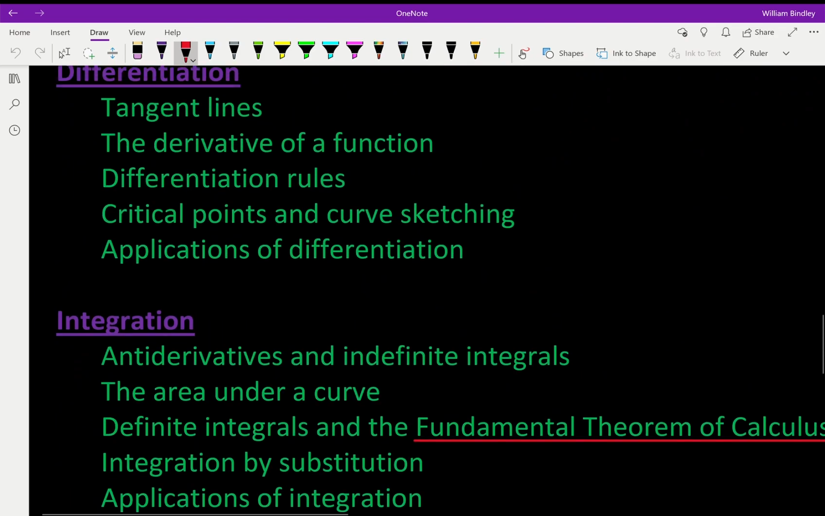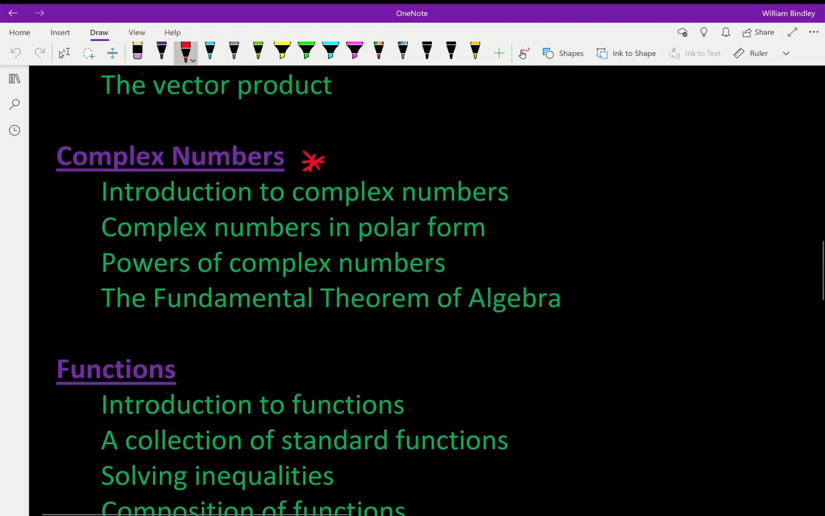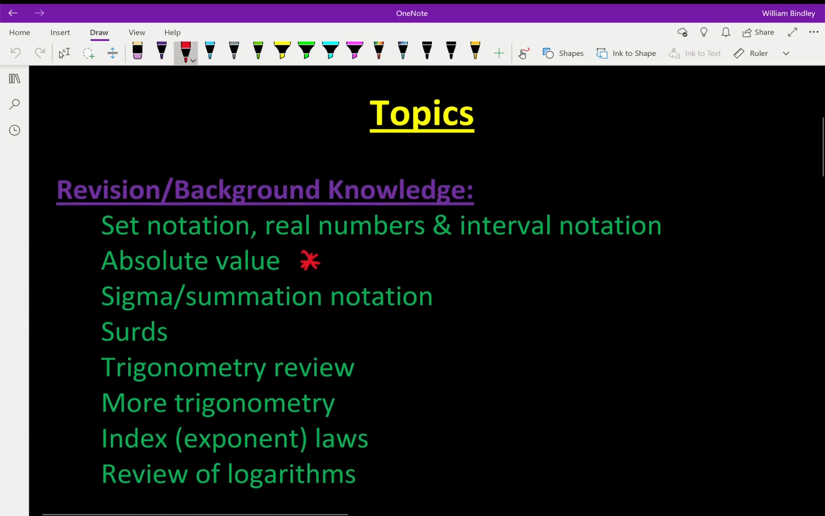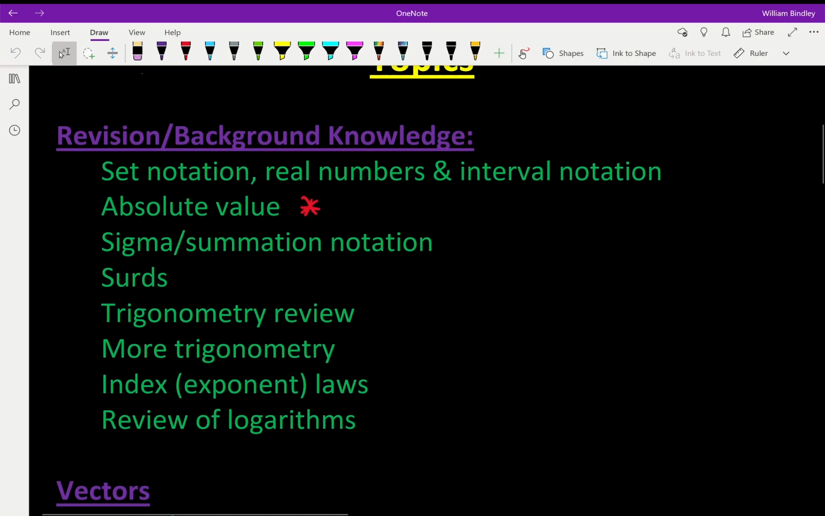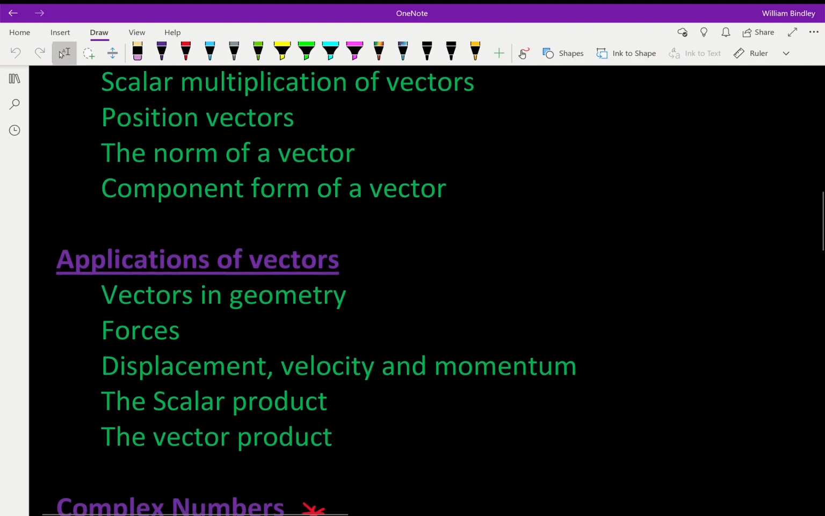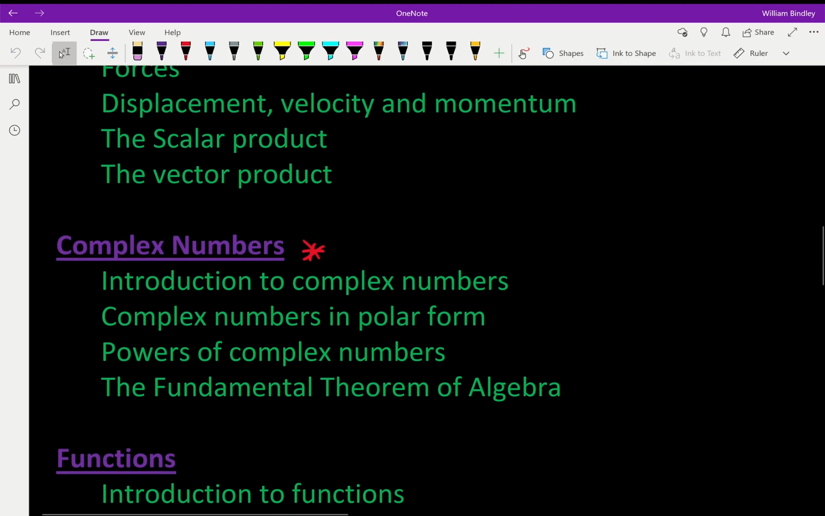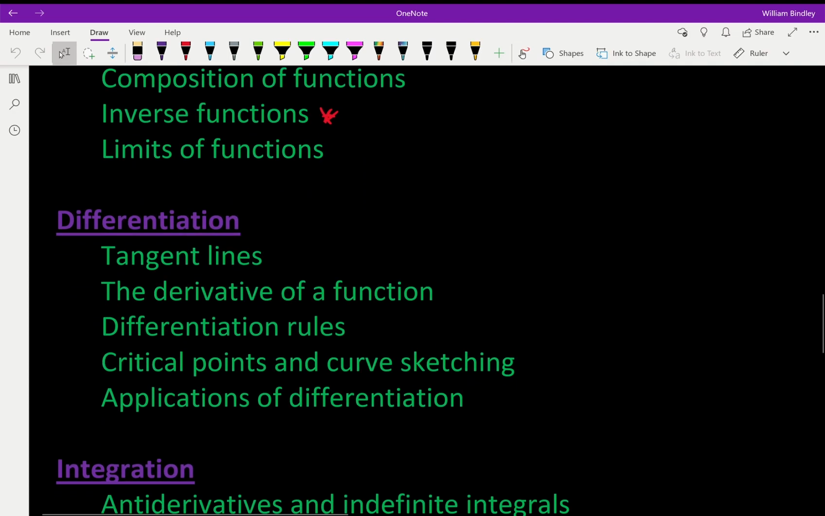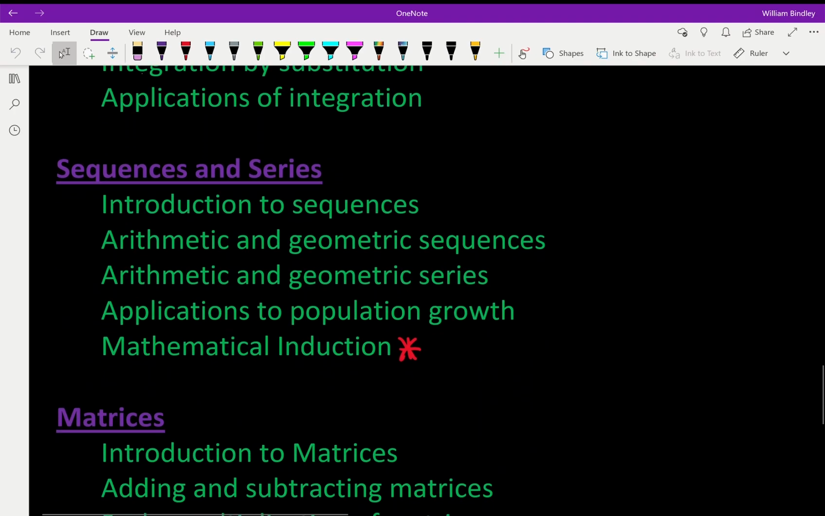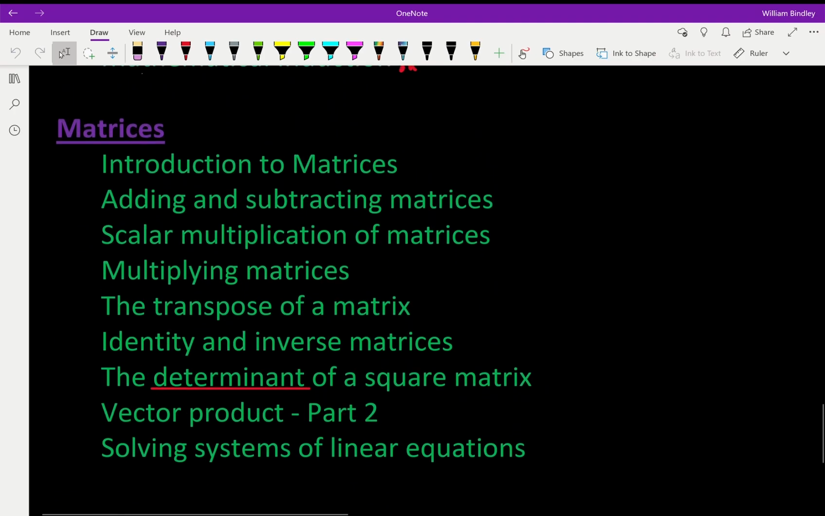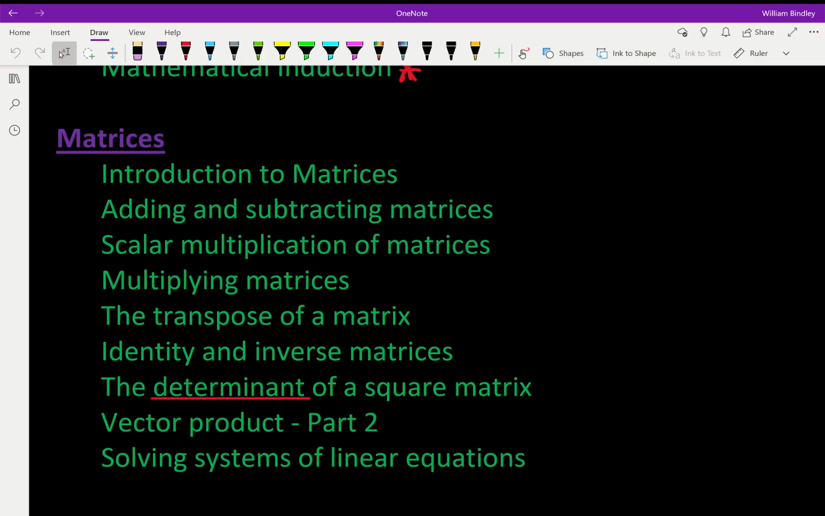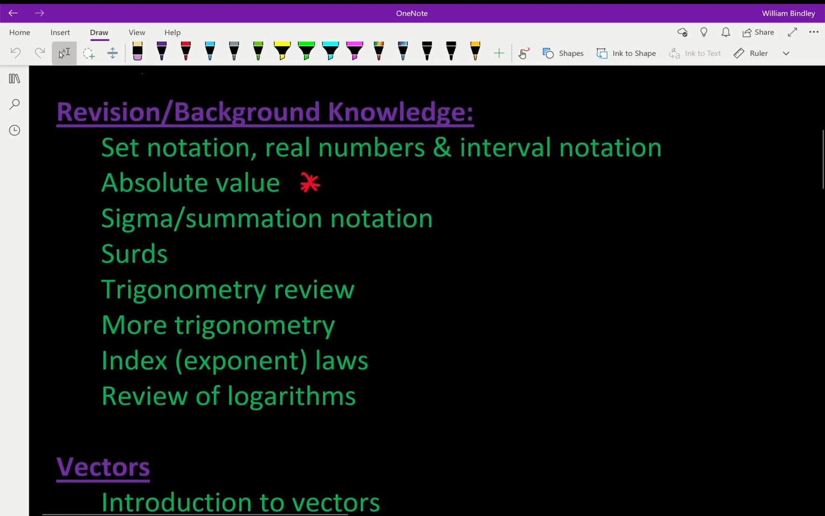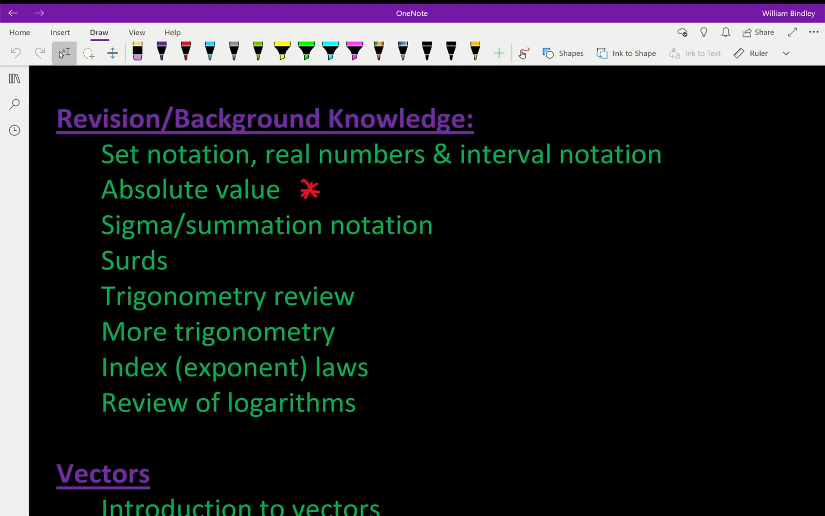And I'll make another video series after this, and that will probably be on calculus and linear algebra, okay? So some background knowledge, then we'll do vectors, then we'll do their applications, then we'll do complex numbers, okay? Then functions, then differentiation, then integration, sequences and series, then matrices, okay? Oh, stay tuned. The next video to come is on set notation, I believe. Yes, set notation, real numbers, and interval notation.